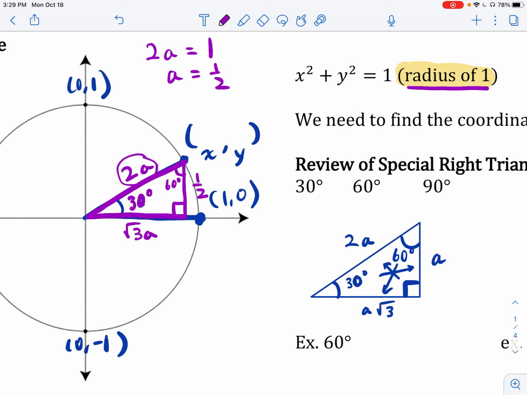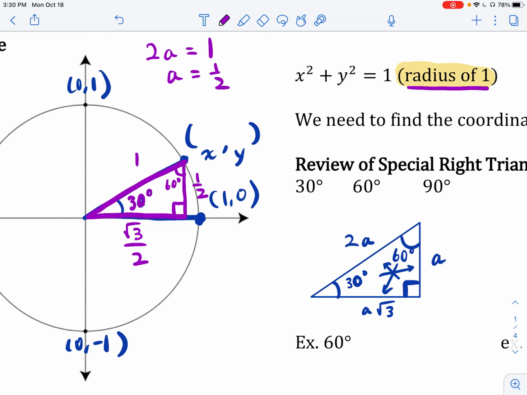And again, now if A is 1/2, we know that the side that is opposite of the 60-degree angle is root 3 times 1/2, or we can write this as root 3 over 2. Okay? And again, since our hypotenuse or our radius is equal to 1, we can say that this side is 1.